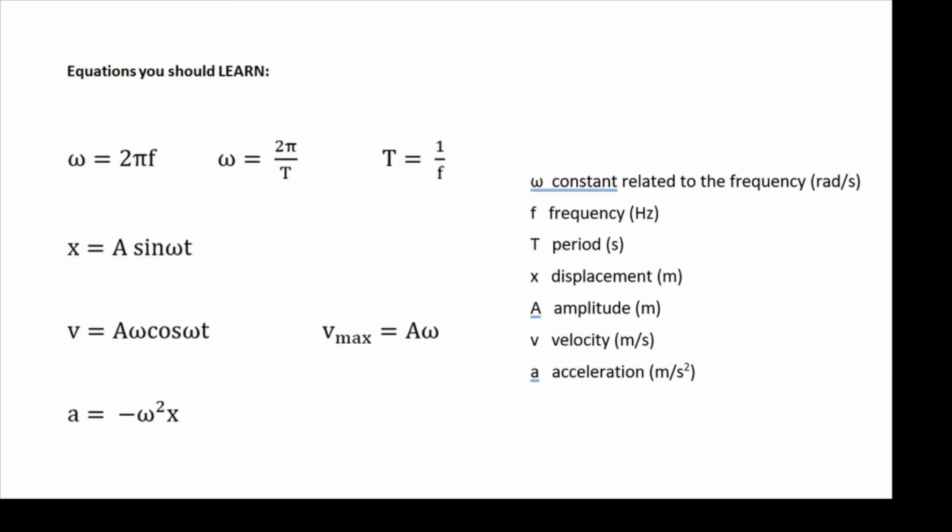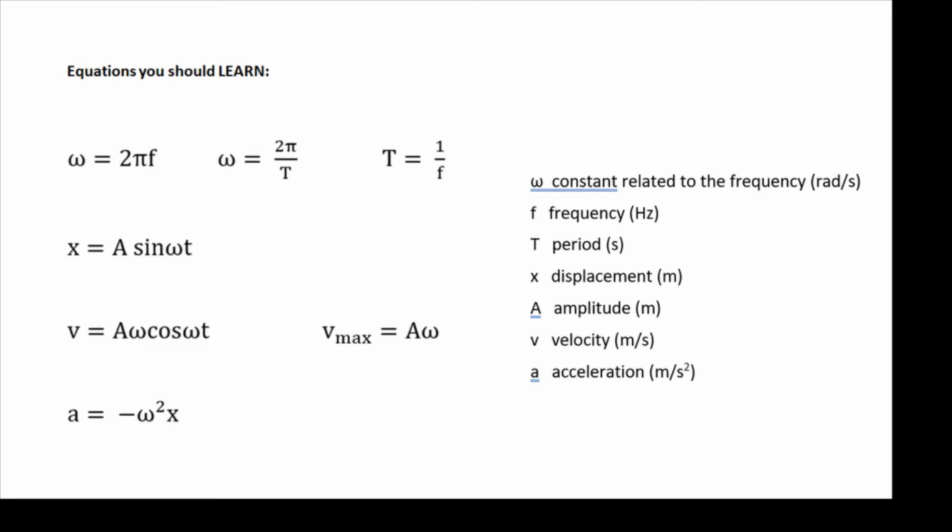x equals A sine omega t. x is the displacement, A the amplitude, omega the angular velocity, or rather this constant related to the frequency, breaking my own rule there. v is A omega cos omega t. More usefully, v max is A omega, because the maximum value of cos omega t will be 1. And then, very important, a equals minus omega squared x.